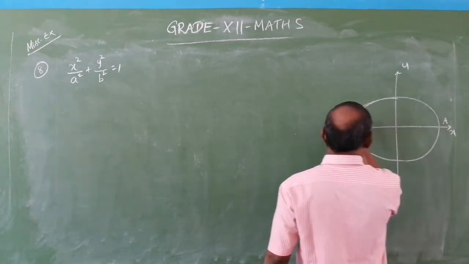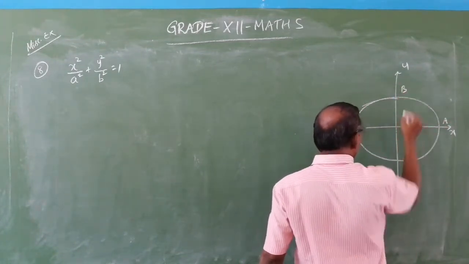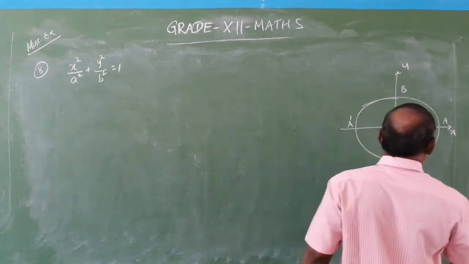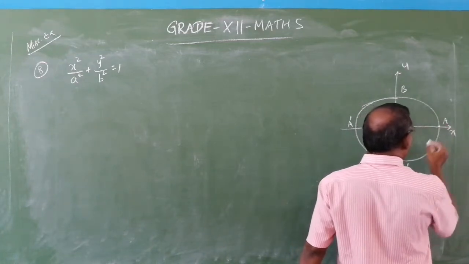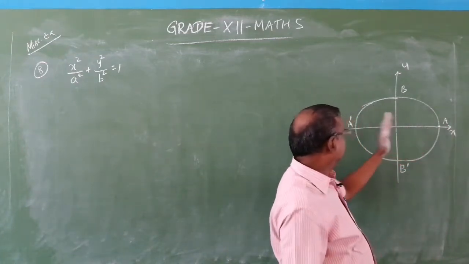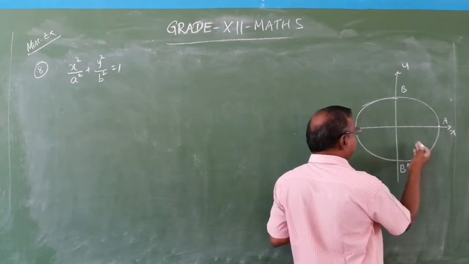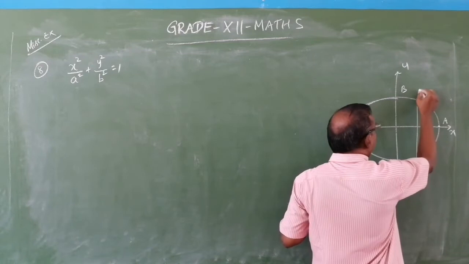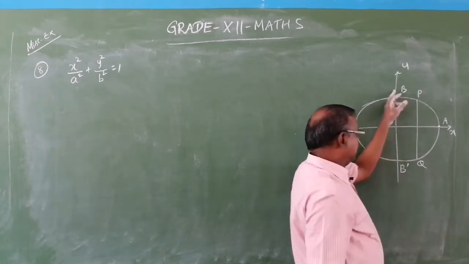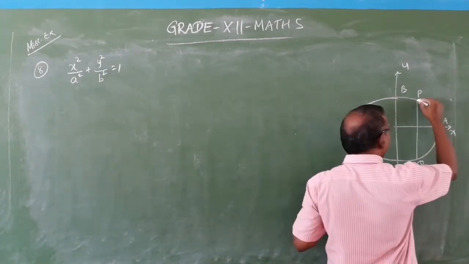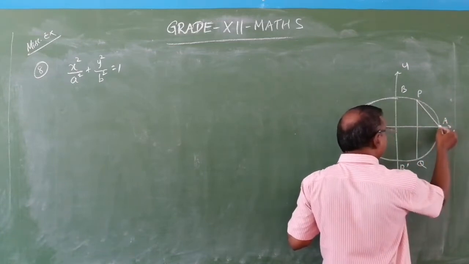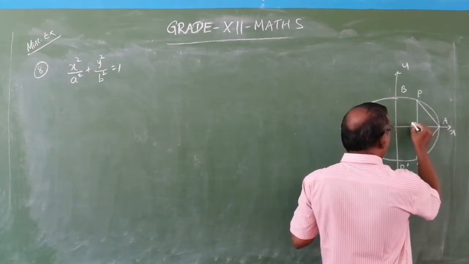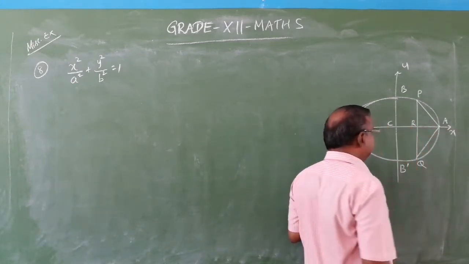Clearly the major axis is along the x axis. So let A dash A be the major axis and B dash B the minor axis, and it is given that one of the vertices is on the major axis. We can take either side, so I choose the right side. Now draw a line PQ parallel to the y axis and join PA and QA. Let it meet at R and the center be C.